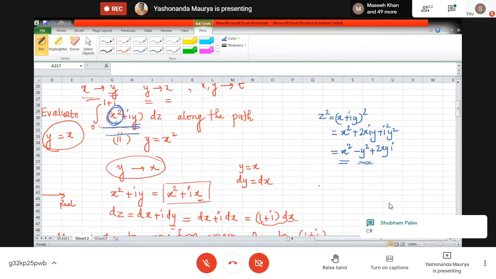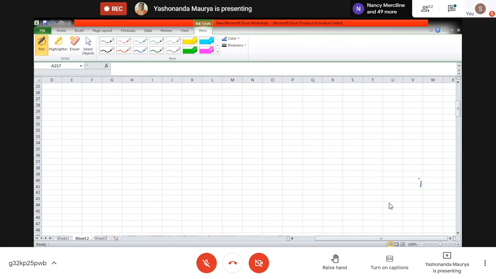Derivative of x. Quite close, but the frame is slightly wrong. So we have x square plus iy. Now with respect to x, this is the real function plus i times dxy.